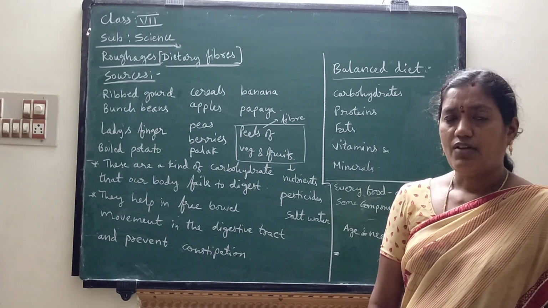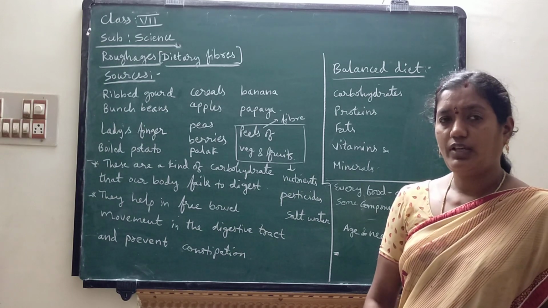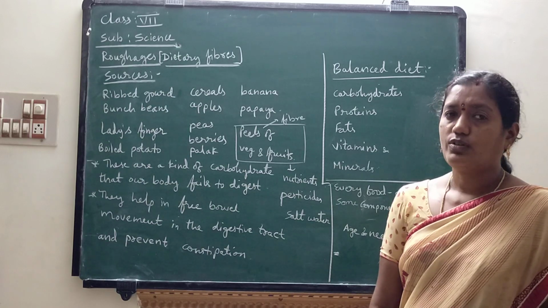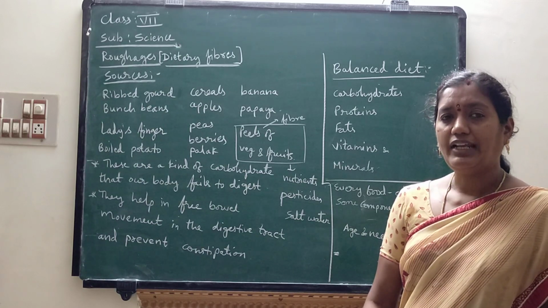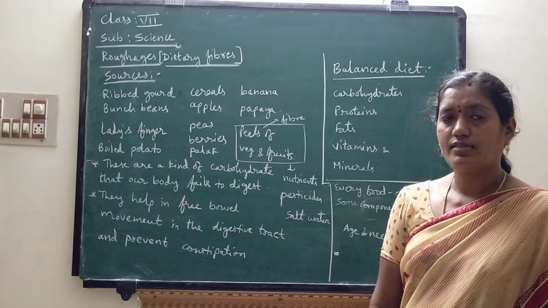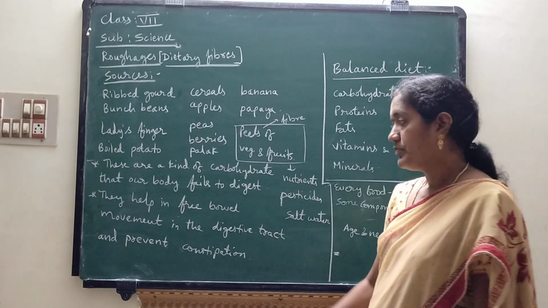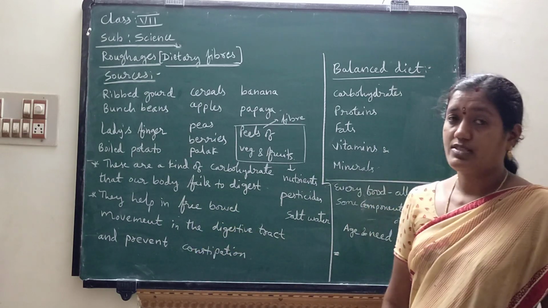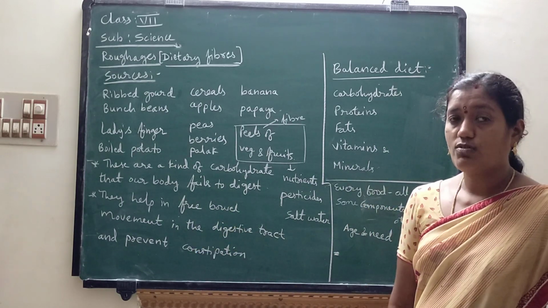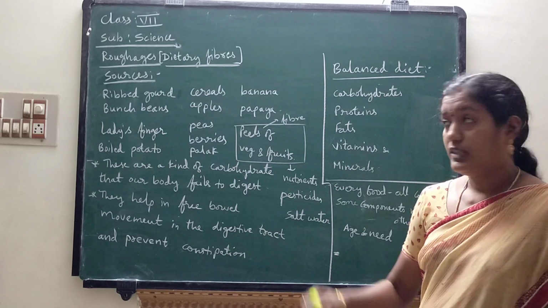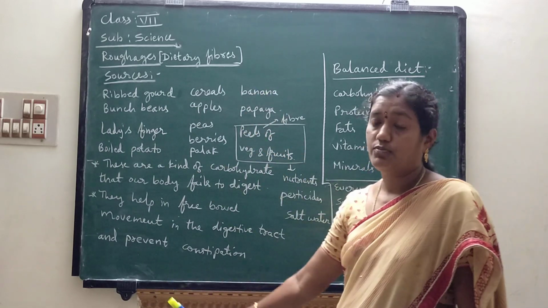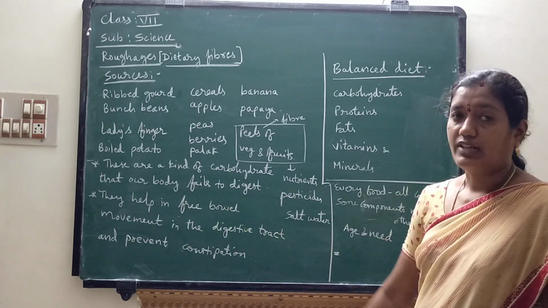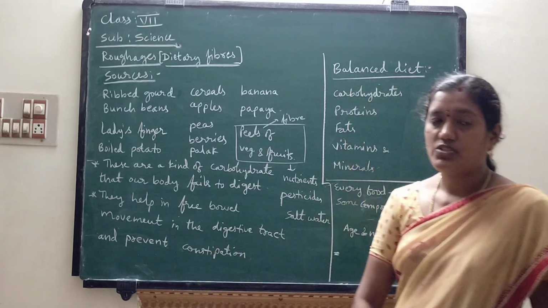Why? Because every day the toxins, or the waste materials from our body, must be removed, so that our food will be digested and sent to our body parts in the form of glucose. Children, roughages will help in free bowel movement. That means waste materials are sent out from our body. So these roughages are very helpful in making free bowel movement in the digestive tract, and they prevent constipation.